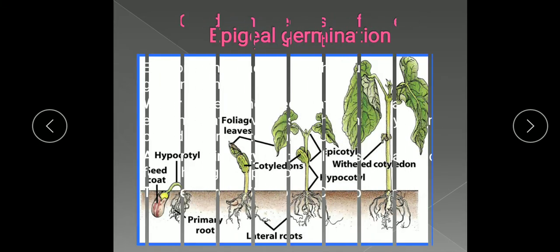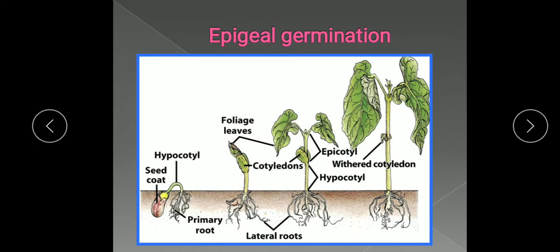Now we'll come to the types of seed germination. So there are two types of seed germination, epigeal germination and hypogeal germination.